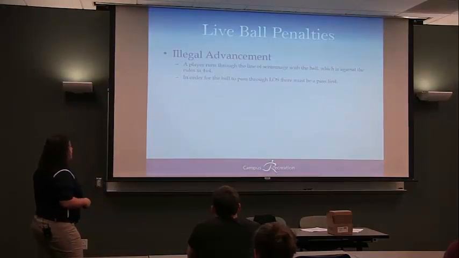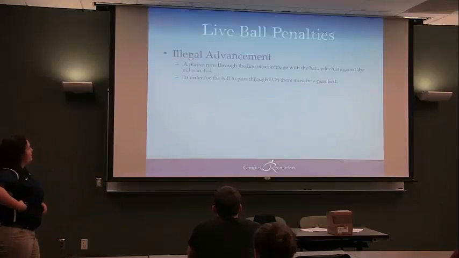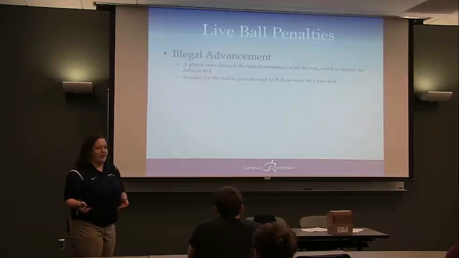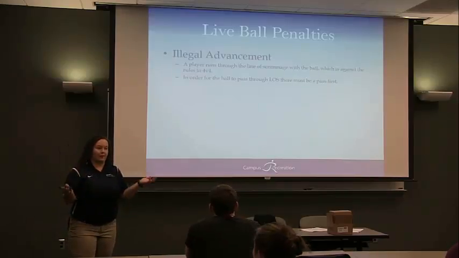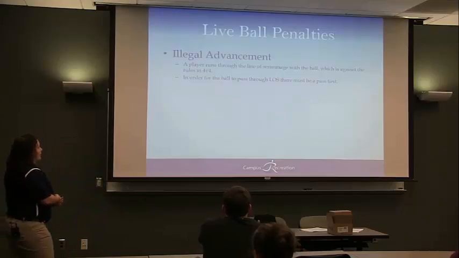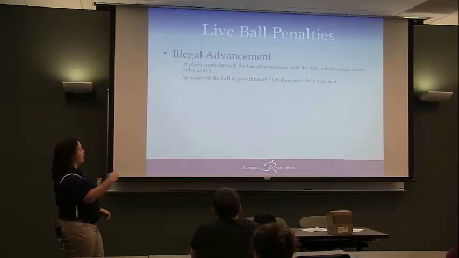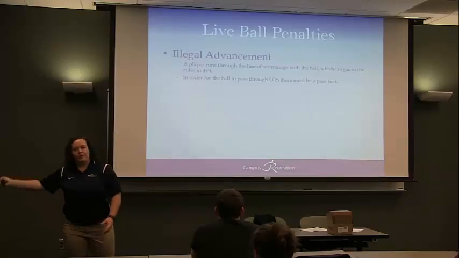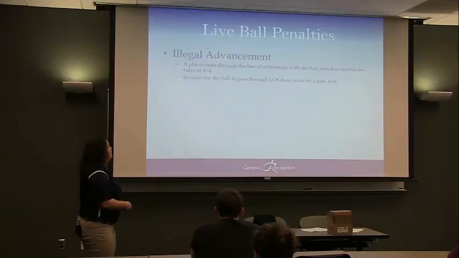So illegal advancement. If a player runs through the line of scrimmage with the ball, that is illegal advancement, because in 4v4 you can't run, right? In order to run through the line of scrimmage, you must pass the ball first. You can pitch it back and then run through the line.